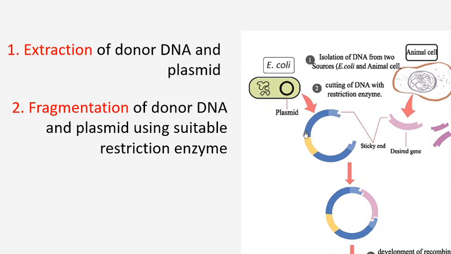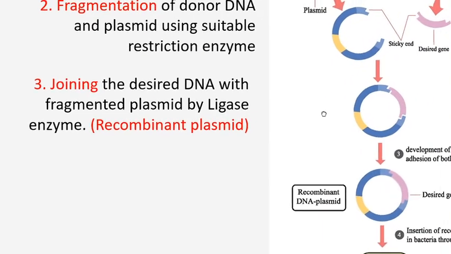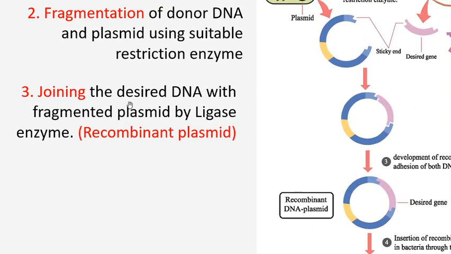and we can also make a free end inside the plasmid, because we see that the plasmid is circular and there is no free end. So how can we stick a desired gene to it if there is no free end? So we cut this plasmid at a specific segment that makes an open space, so that we can stick the desired gene onto the free space of the plasmid. That is done by using a suitable restriction enzyme. And then number 3, this process is called joining the desired DNA with the fragmented plasmid by ligase enzyme.